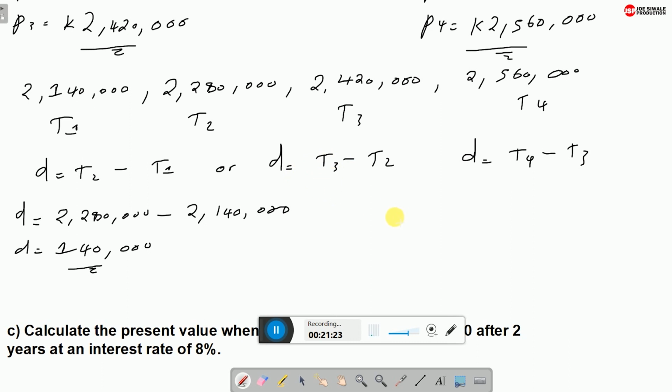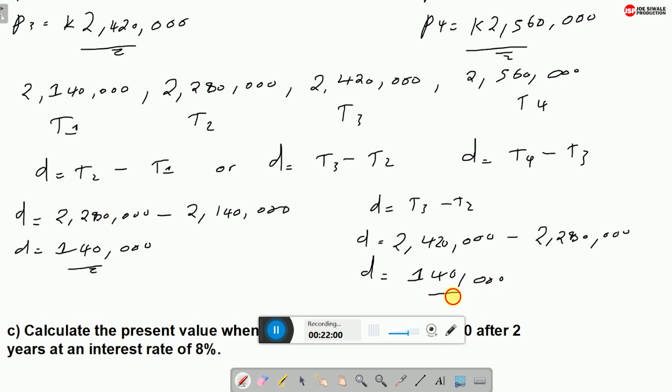Let us look at the second instance. Our common difference is equal to T3 minus T2. Our T3 is 2,420,000 minus our T2, which is 2,280,000. So the common difference we're going to have is 140,000. Let us look at the last instance.